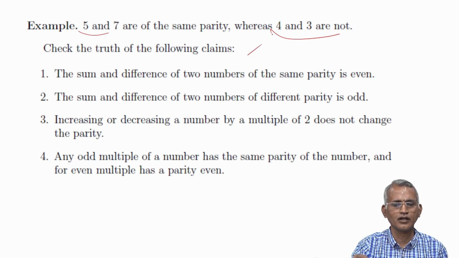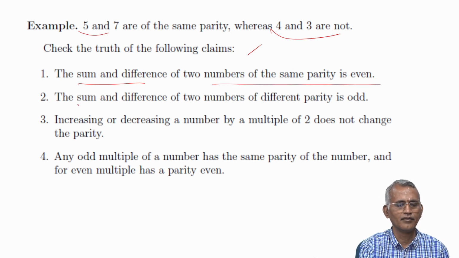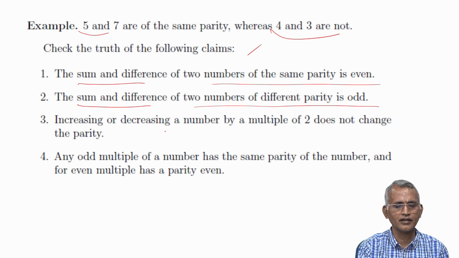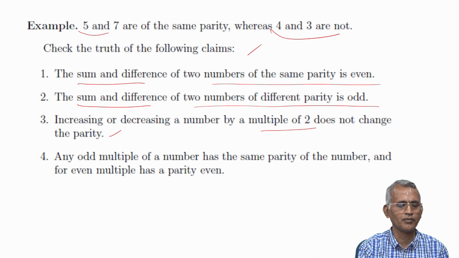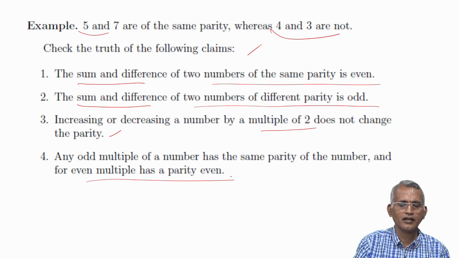Therefore, check the truth of the following claims. The sum and the difference of two numbers of the same parity is even. The sum and difference of two numbers of different parity is odd. Increasing or decreasing a number by a multiple of 2 does not change the parity. Any odd multiple of a number has the same parity as the number, and an even multiple has even parity.